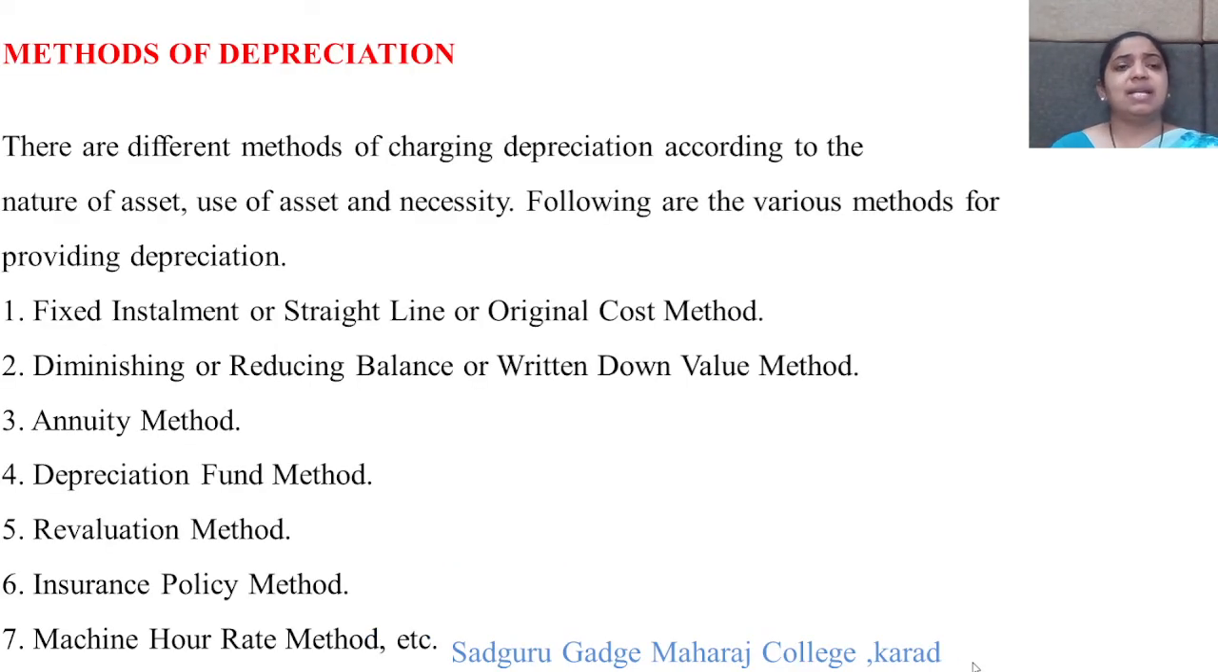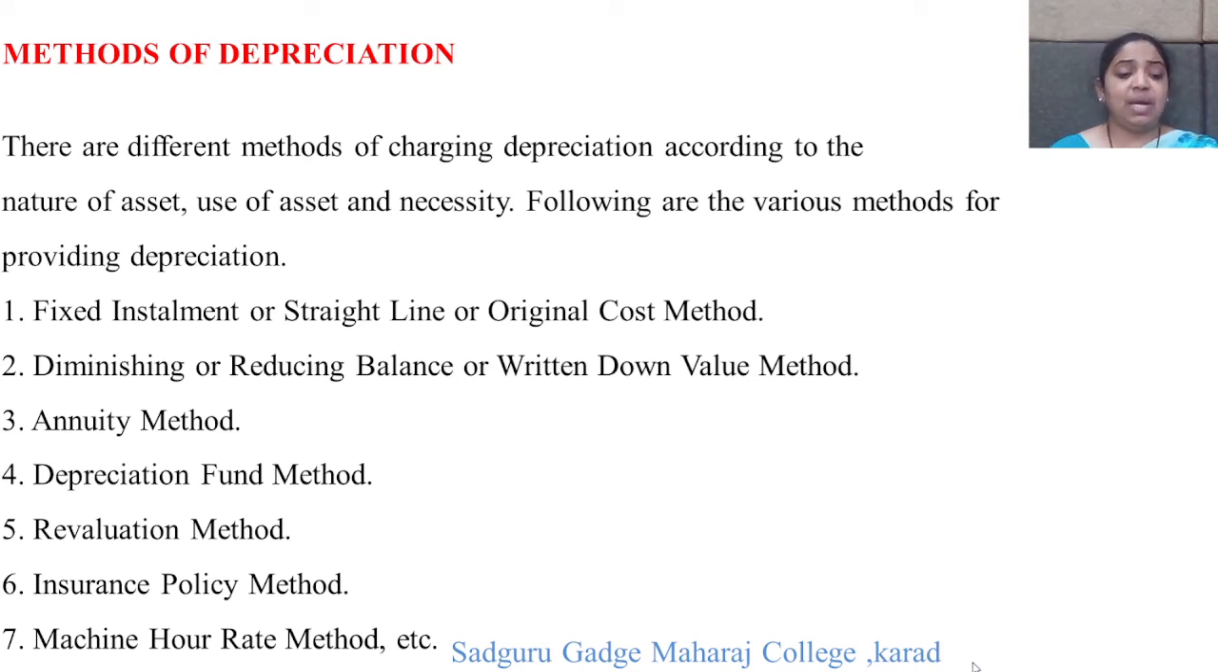Further, we will see the various methods of depreciation. There are different methods of charging depreciation according to the nature of asset, use of asset and its necessity. Following are the various methods for providing depreciation. First is fixed installment or straight line or original cost method. Second, diminishing or reducing balance or written down value method. Third is annuity method. Fourth is depreciation fund method. Fifth is revaluation method. Sixth is insurance policy method. Seventh is machine hour rate method, etc.